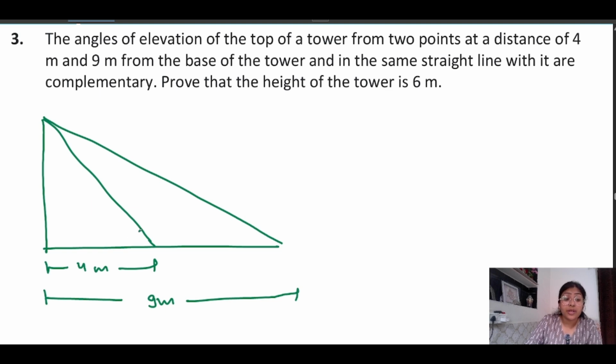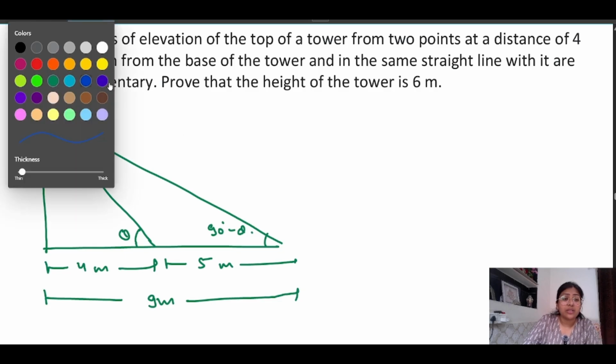The angles are complementary. What is the meaning of complementary? Yes, the pair of angles whose sum is 90 degrees. Very good. If the first angle is theta, the other angle will be 90 minus theta. The whole length is 9, some part is of 4 meter, the remaining will be 5 meter. Again, we are going to name the triangle.